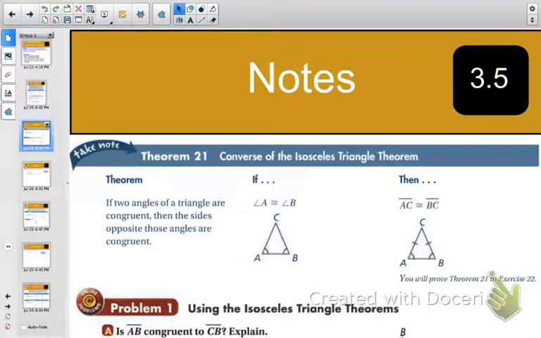And then there's also the converse of the isosceles triangle theorem, and when you're doing the converse of a theorem, you're basically just switching the if and the then statement. So this says, if you have two angles that are congruent, then their opposite sides are also congruent. So basically, if you have two angles of a triangle that are congruent, then you know that that triangle is isosceles.